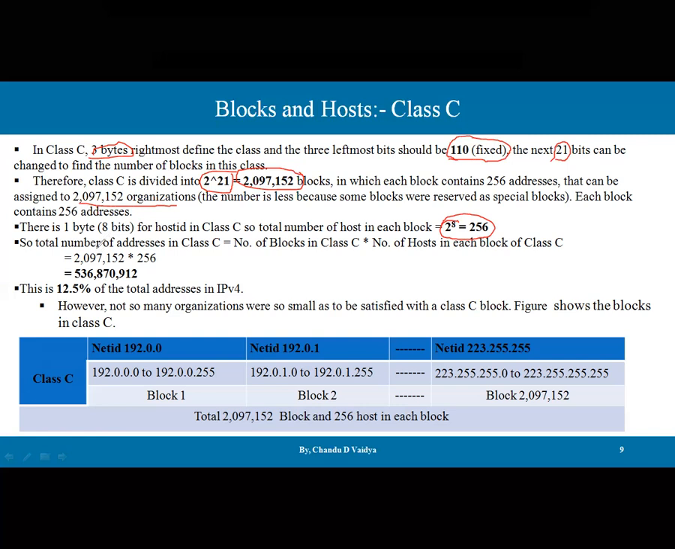Now if you talk about the total number of addresses in class C, the formula is the number of blocks in class C times the number of hosts in each block of class C. So nearly it is 12.5% of the total address space. However, many organizations were so small that they were not satisfied with class C.